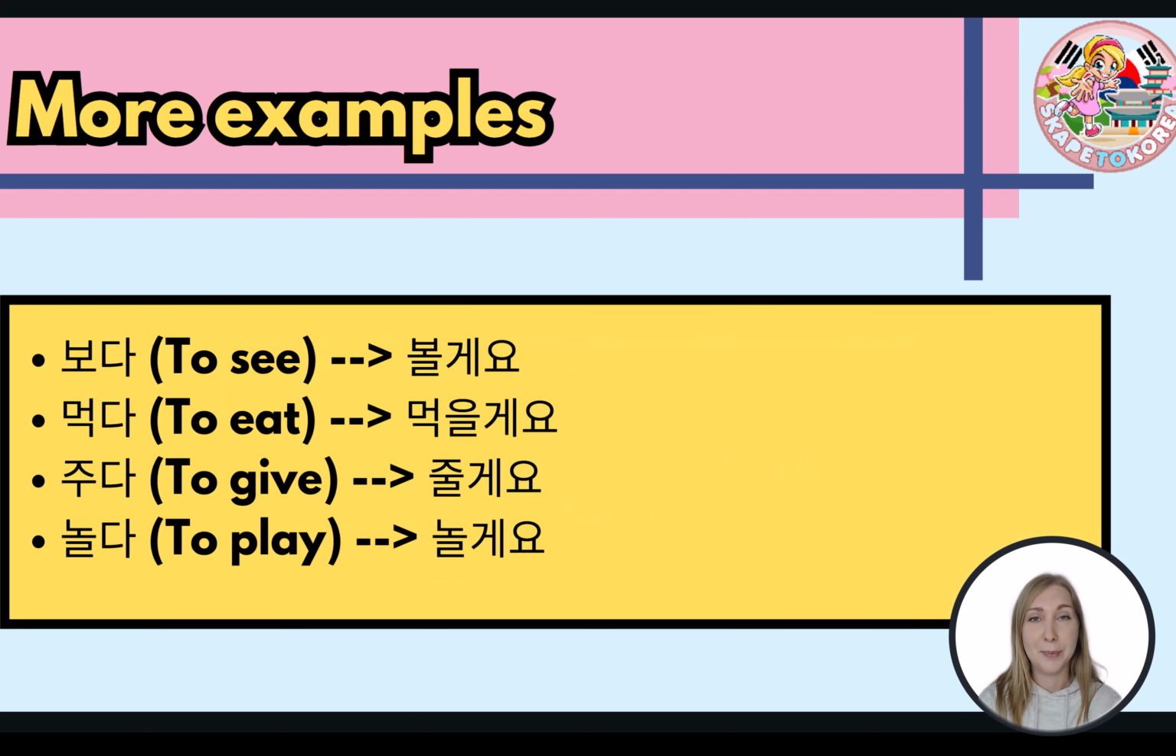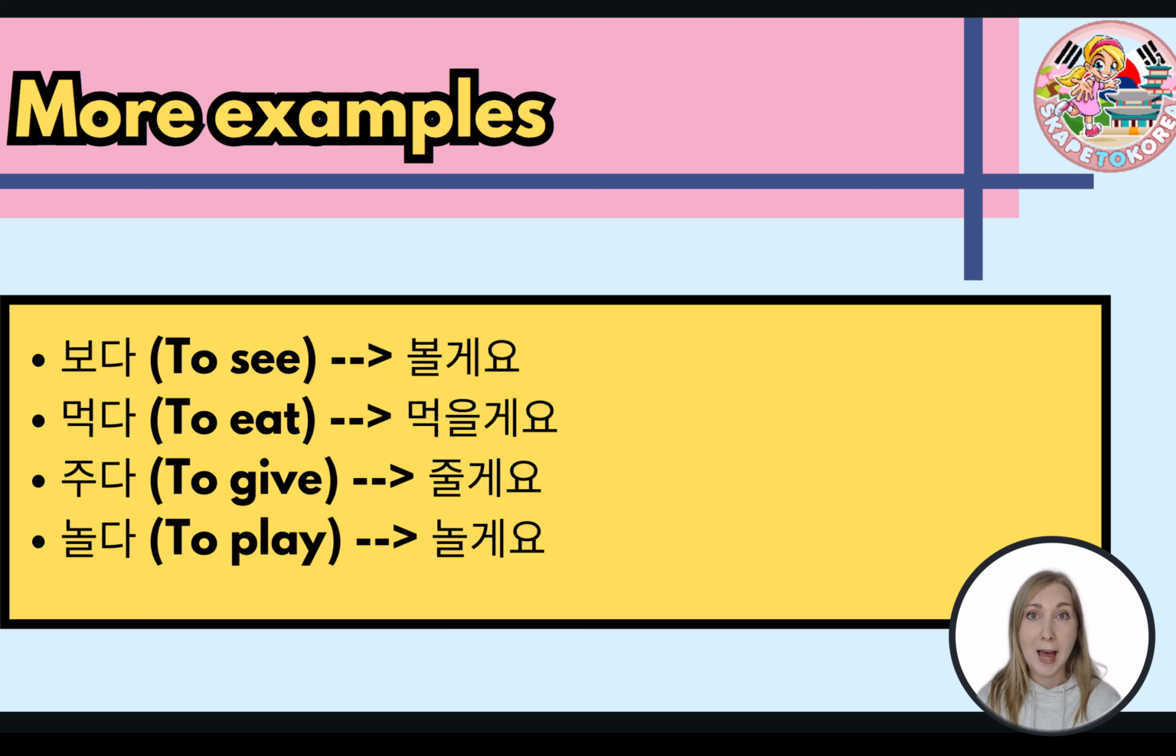Okay, more examples. So 보다, to see, again you drop the 다, becomes 보, there is a space, so you add ㄹ게요 and it becomes 볼게요. 먹다, to eat, again drop the 다, and then we're left with 먹. There is no space, there is that final 받침, it ends in a consonant, and so you add 을게요 and it becomes 먹을게요.